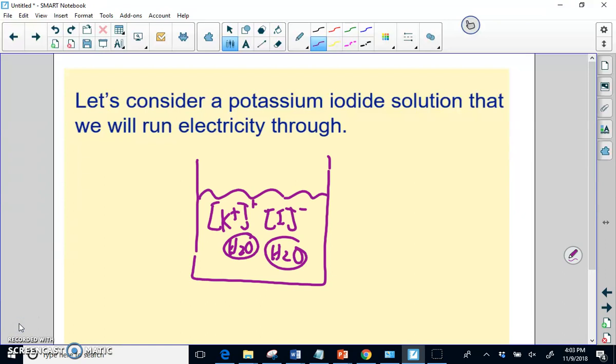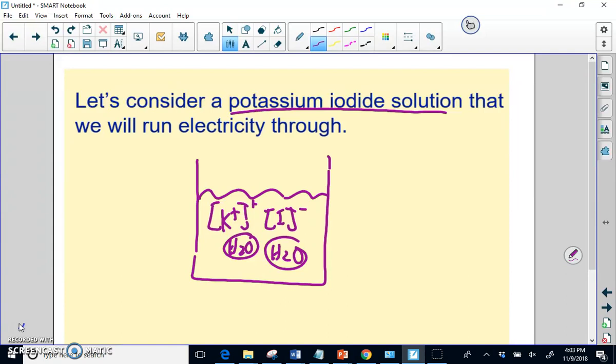This is combining the lesson that we did in class with the lesson that we just did about water. So this is saying that we have a solution of potassium iodide. What that means is you have potassium iodide dissolved in water, and you're going to pass electricity through it. And the question is, what reactions are going to occur?